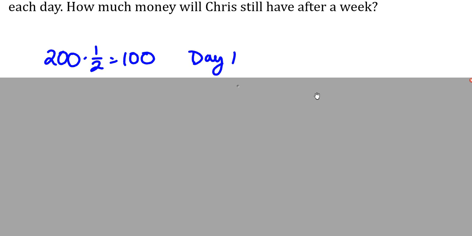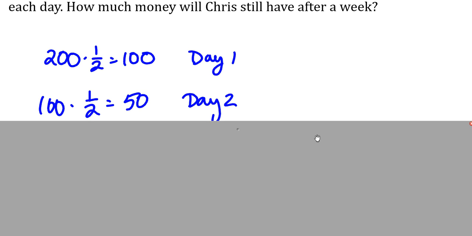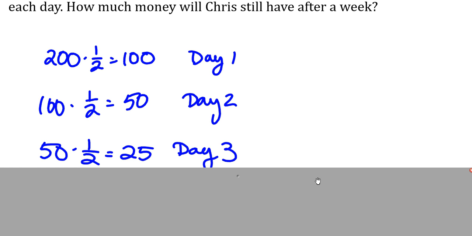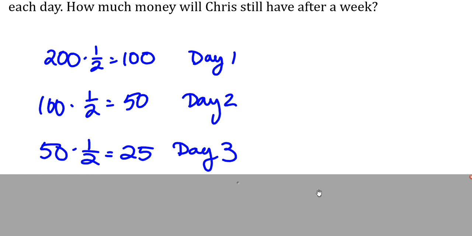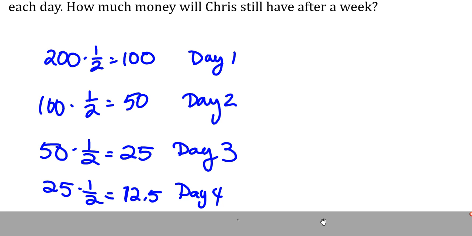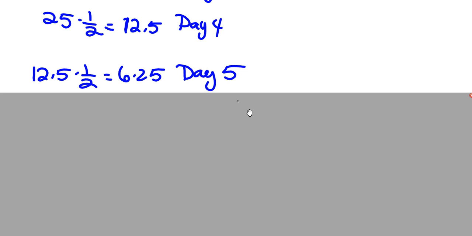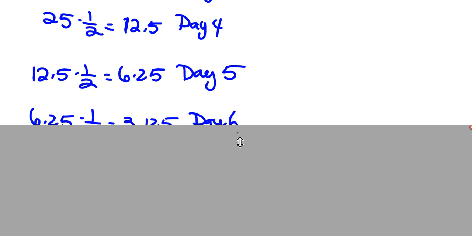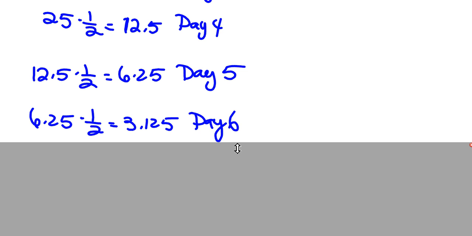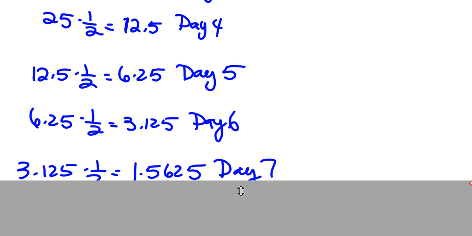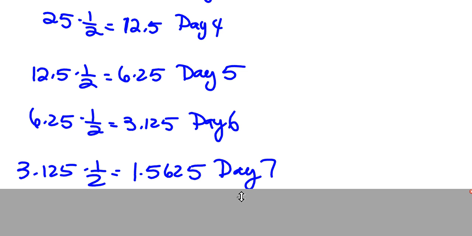Half of 100 for day two would be 50. Half of 50 for day three is 25. And half of 25 for day four is $12.50. Day five, we're going to have half of that $12.50, which would be $6.25. Half of that for day six is 3.125, and then half of that for day seven is 1.5625.